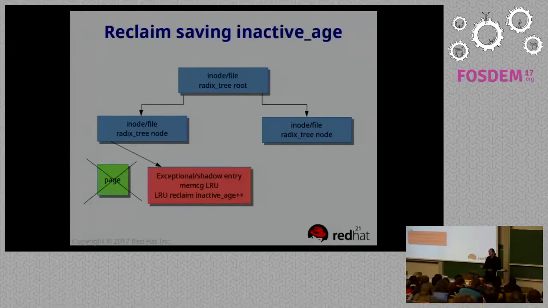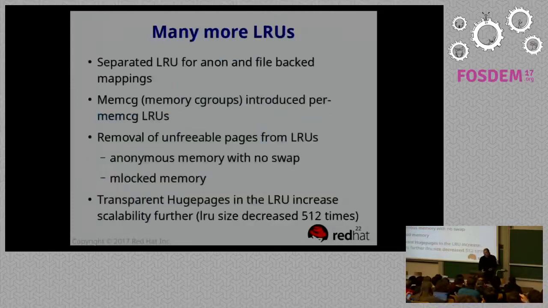If it's not in the cache because it was reclaimed, you will find an exceptional shadow entry with the inactive age of the time, plus you increase the inactive age. So effectively, this trick allows to optimally size the active and inactive lists. Like I said, this happened about 2 years ago. And it keeps going to be in development, by the way.